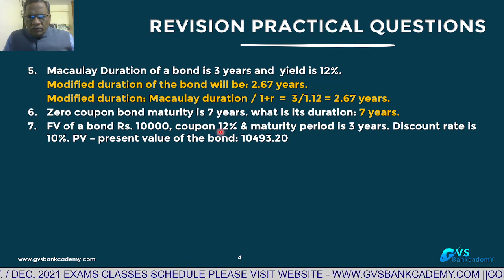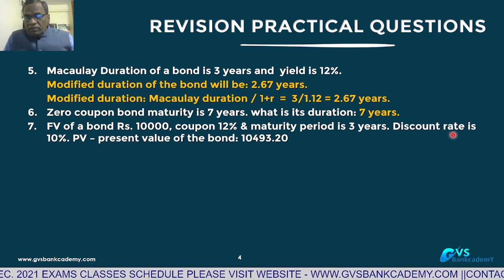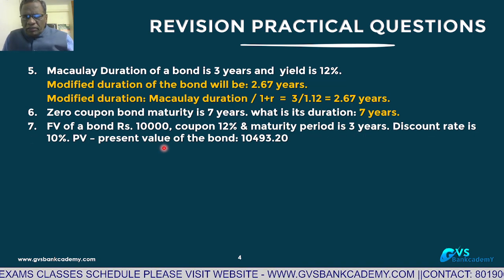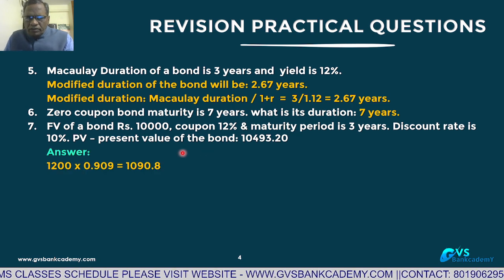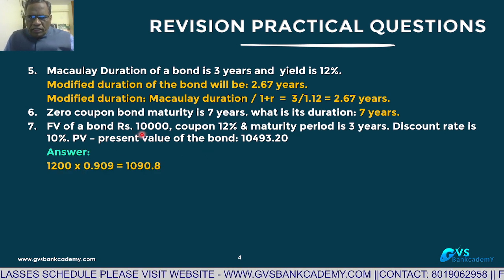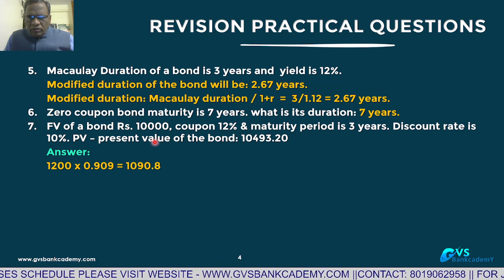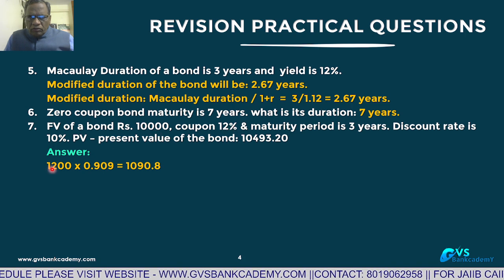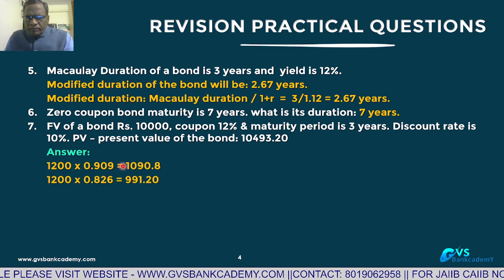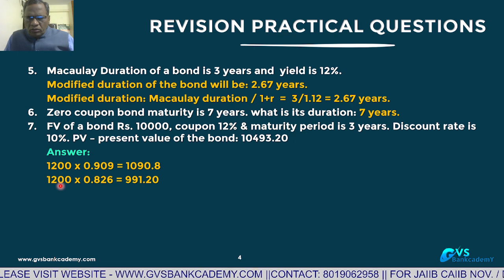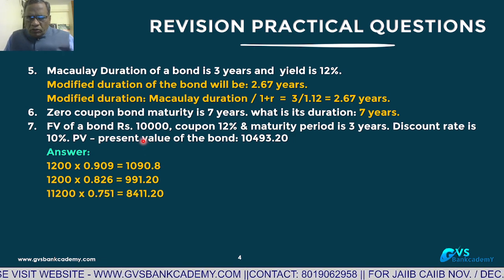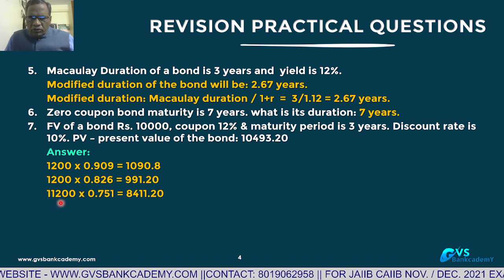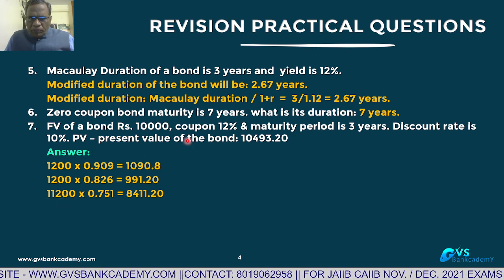Presently, the bond is fetching a coupon of 12%, but the market rate is 10%. Maturity period is 3 years. Calculate the present value of the bond. Answer. Coupon every year: 10,000 into 12%, every year you are getting a coupon of 1,200. Second year also 1,200. Third year 10,000 plus 1,200, 11,200 you will get along with coupon plus maturity payment.